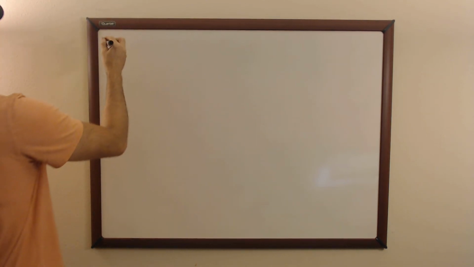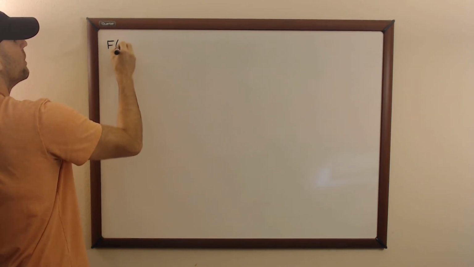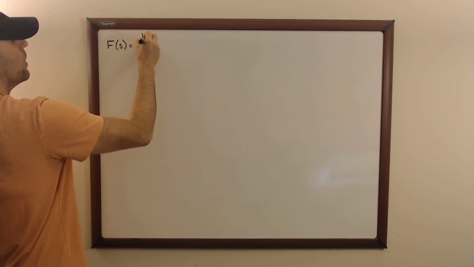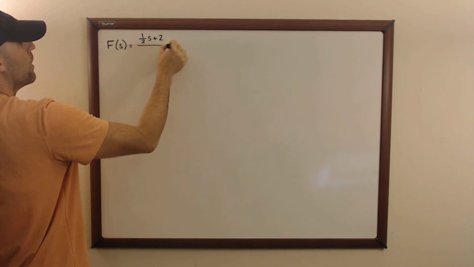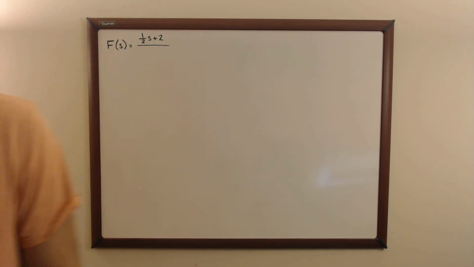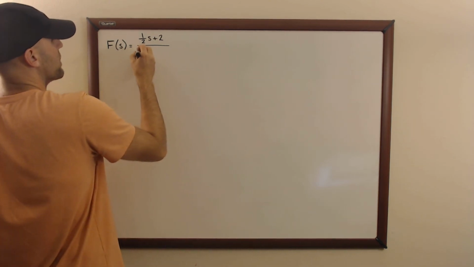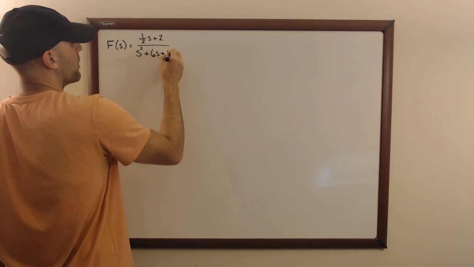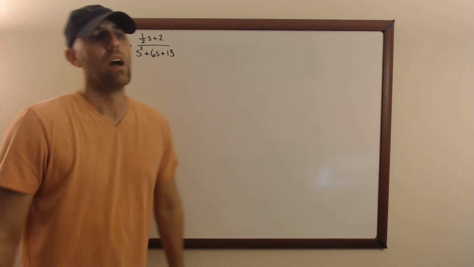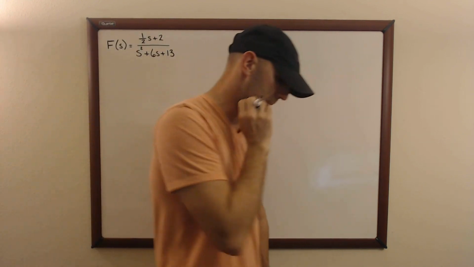Okay, so I got an example marked here. Here we go. So I would like to untranslate F of s equals (1/2 s plus 2) over (s squared plus 6s plus 13). So s squared plus 6s plus 13. Okay, so first things first.